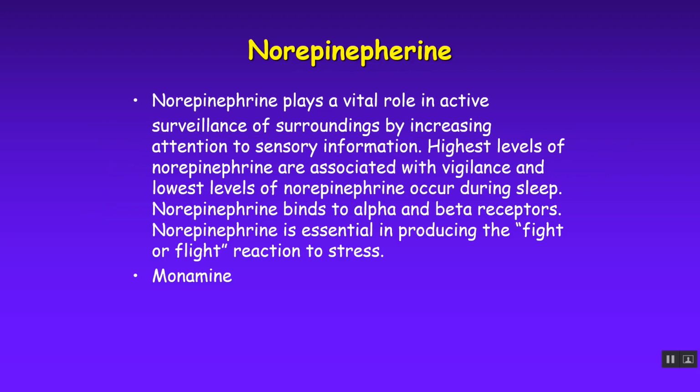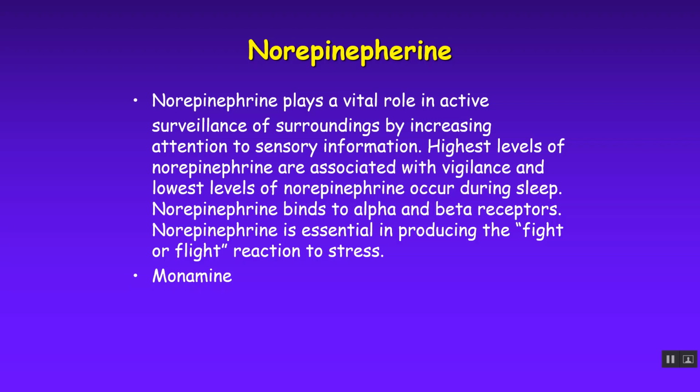Norepinephrine, remember, projects to wide areas of your cerebrum and plays a vital role in active surveillance of your surroundings. When you're alert and awake and actively interacting with your environment, your norepinephrine levels are high. The highest levels are associated with vigilance, and the lowest levels occur during sleep. When you're asleep, you don't produce much norepinephrine. You don't need to be vigilant.